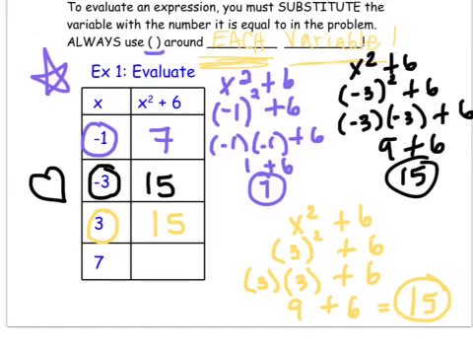Alrighty, we want you to do this one on your own, and when you are finished with that one, what you guys need to do is, see this little hand? You need to raise your hand. Raise your hand and ask for us to check it.